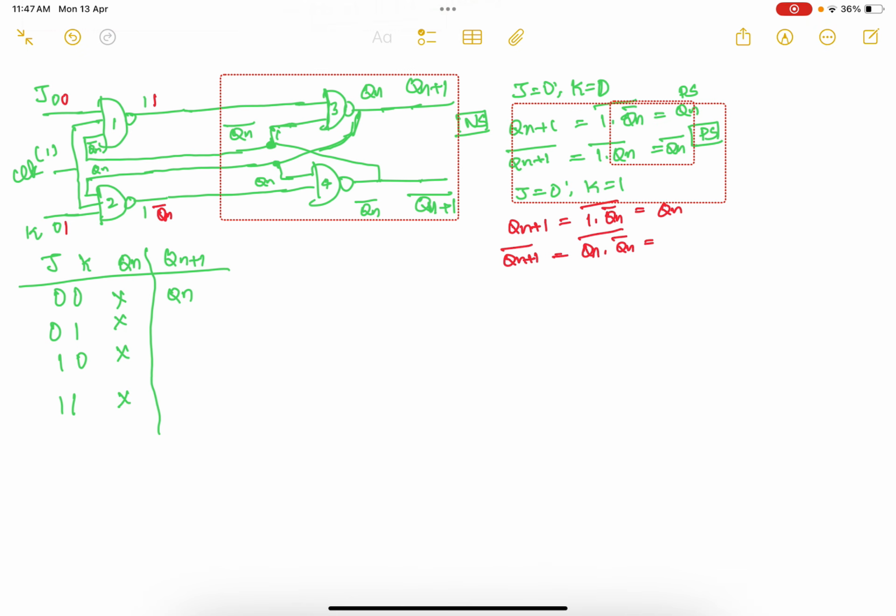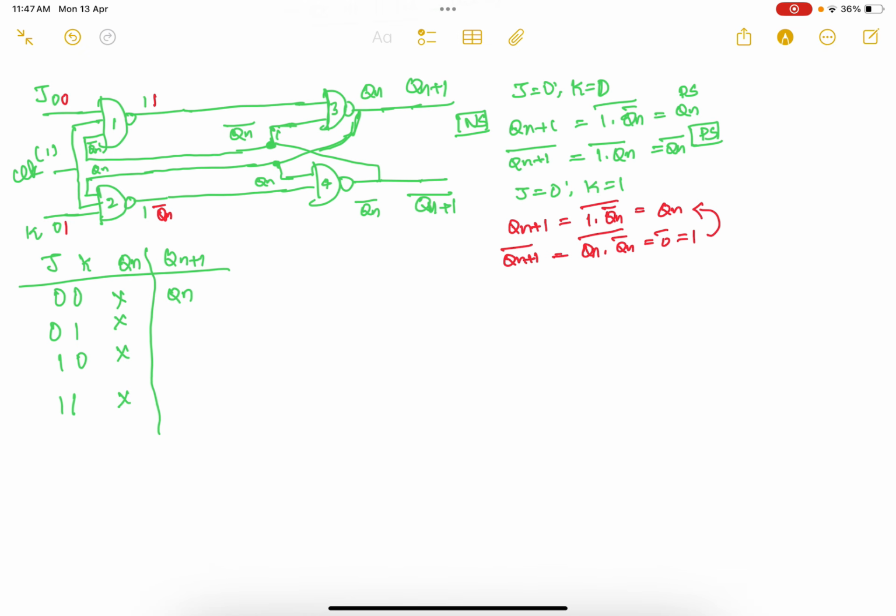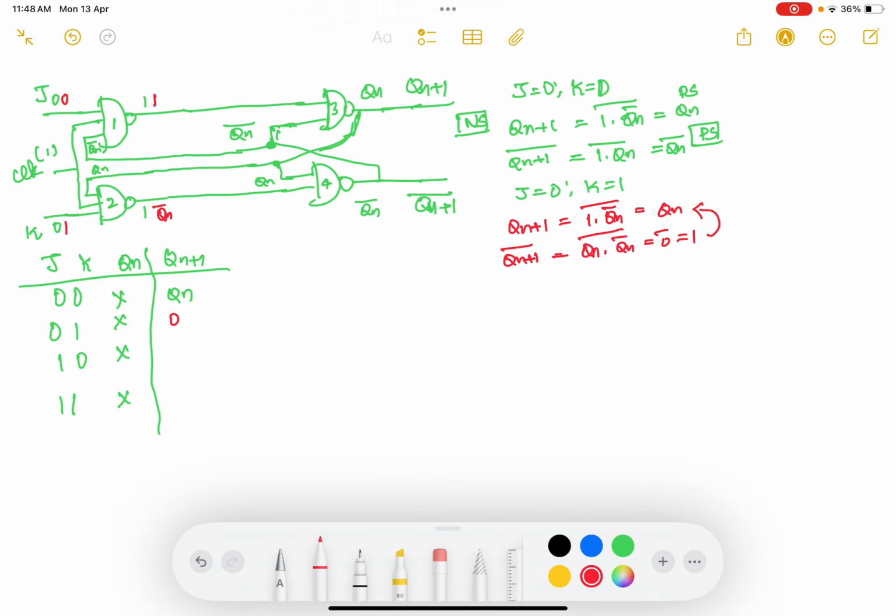0 complement is 1. If I make your Qn as 1, then Qn bar should be 0, so once again it will become 0, and 0 complement is nothing but 1. If this is 1, definitely your Qn should be equivalent to 0. So for the 0 1 condition, I am getting my output as the 0 condition. Clear? So now we are moving to the next part.